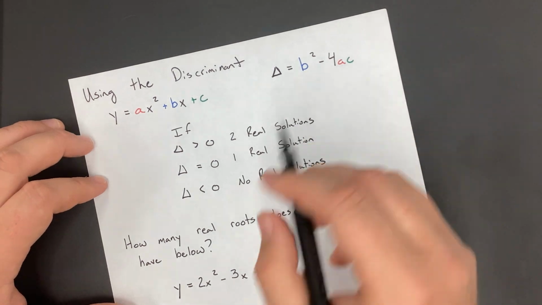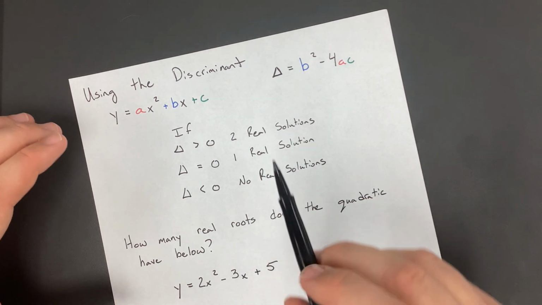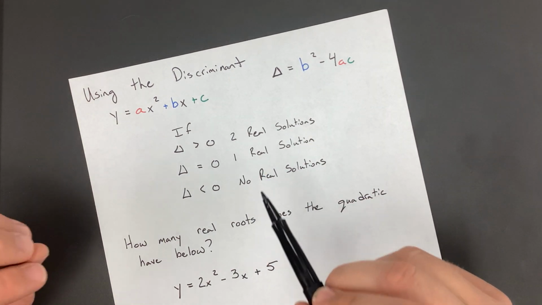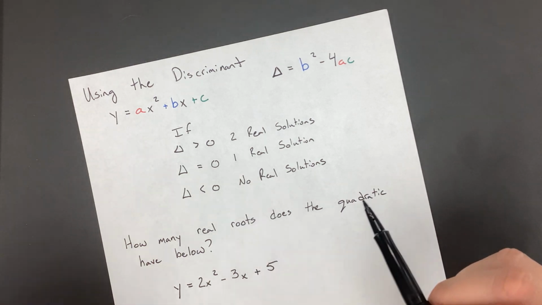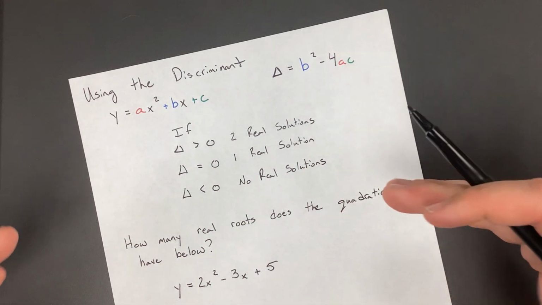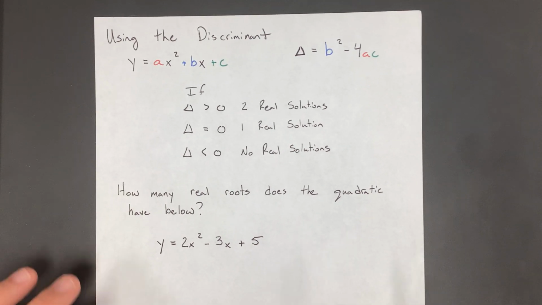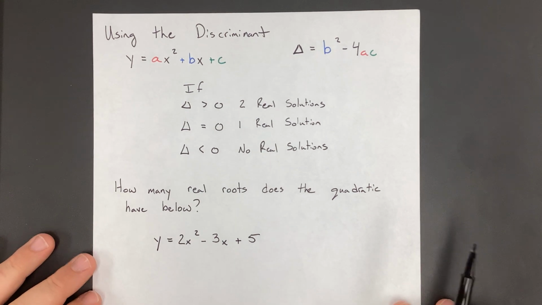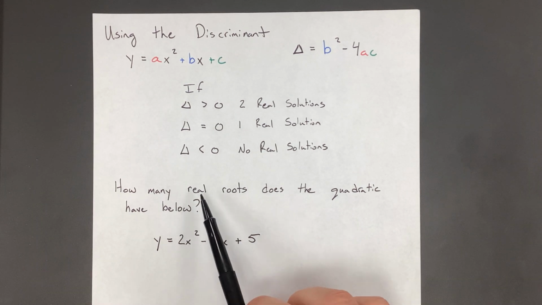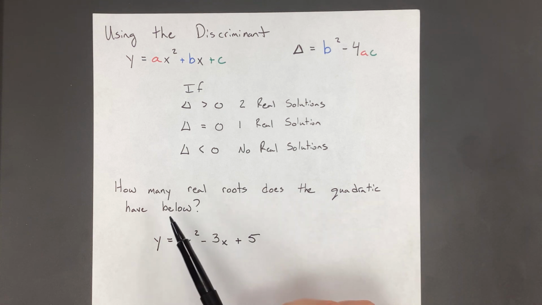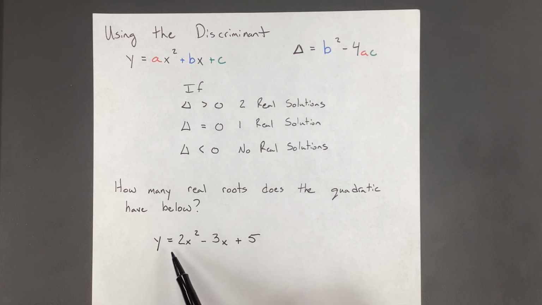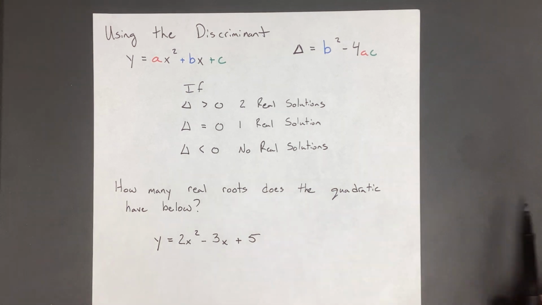Now notice I want to emphasize real here. We can still have non-real or imaginary solutions, but our discriminant is just looking at how many real solutions a problem has. Now, solutions can also be called roots, they can be called zeros or x-intercepts. So as we look at our example problem here, how many real roots or real solutions does the quadratic below have? So we're given y is equal to 2x squared minus 3x plus 5.